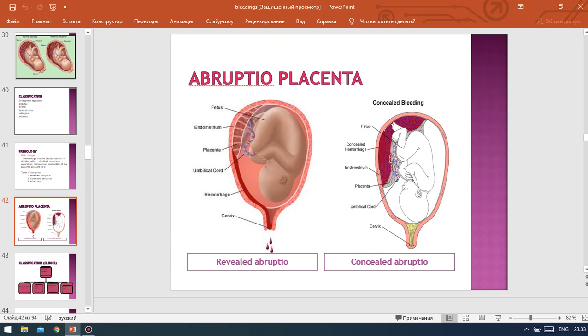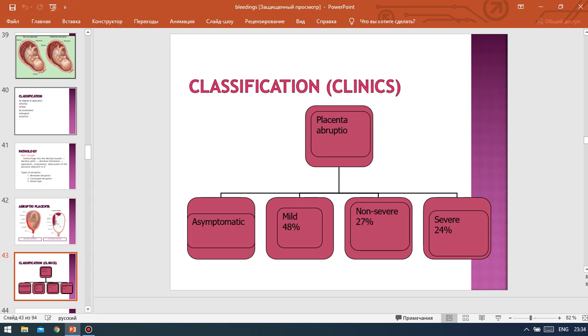Abruptio placenta. Revealed abruption: if we have a little bit of blood coming out from the cervix and vagina, we can make the diagnosis. The second is concealed abruption, when we have a big concentrated hemorrhage between the uterus wall and the placenta. It's very dangerous because we have problems with the heart rate of the fetus. We have a high risk of fetal and maternal death in this situation.